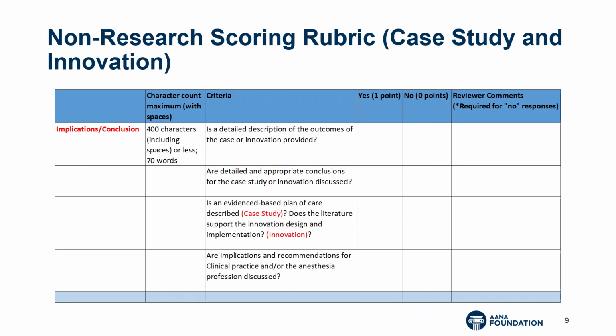Final section is implications and conclusion. Here there is a 70 word count limit, or 400 characters. The criteria include the following. Is a detailed description of the outcomes of the case or innovation provided? Are detailed and appropriate conclusions for the case study or innovation discussed?